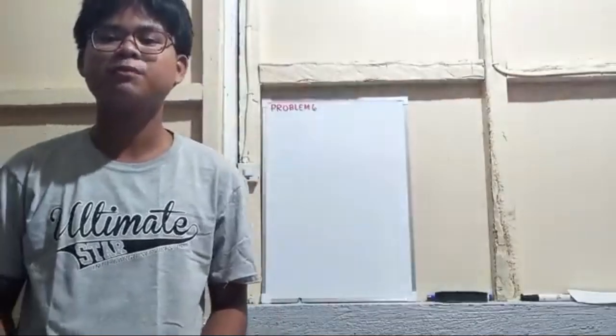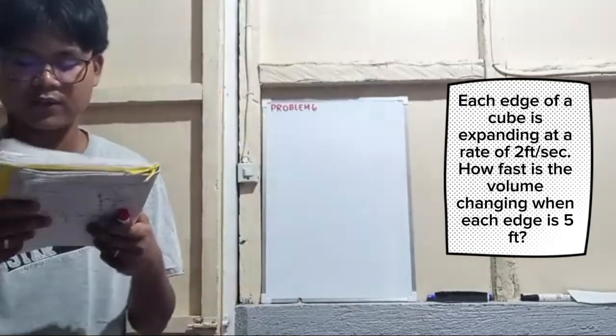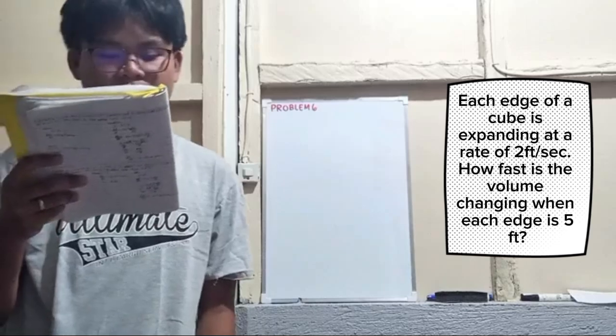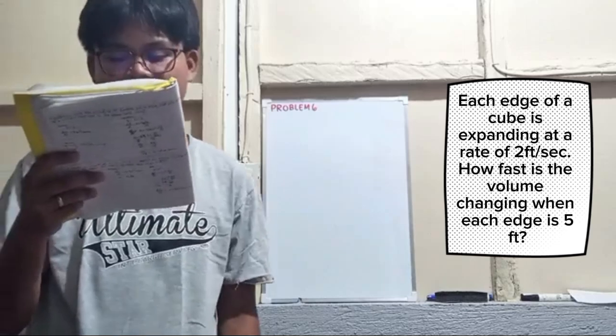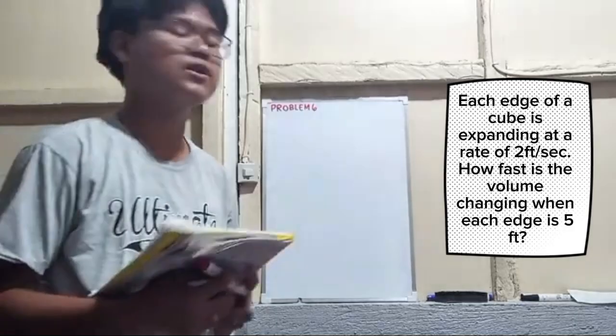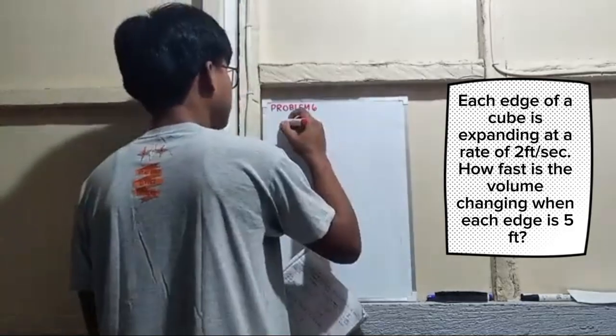So let's proceed to problem 6. Each edge of a cube is expanding at a rate of 2 feet per second. How fast is the volume changing when each edge is 5 feet? So first, let's draw the problem. So we have a cube.